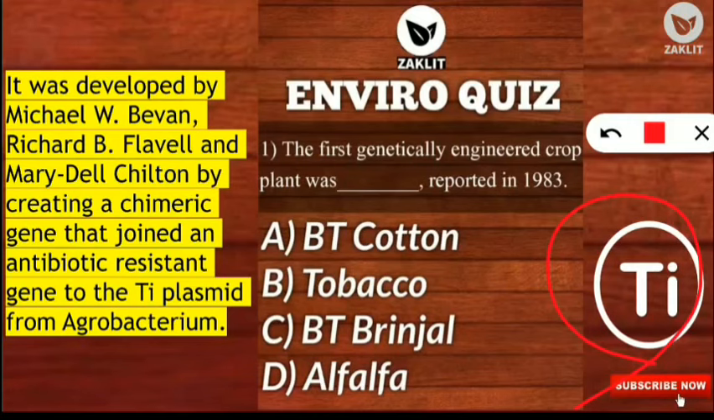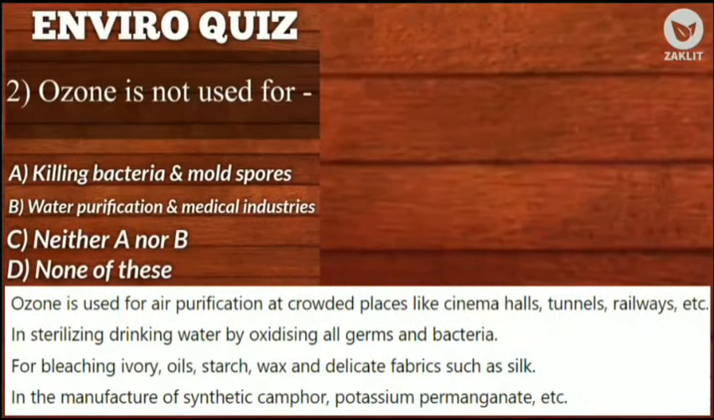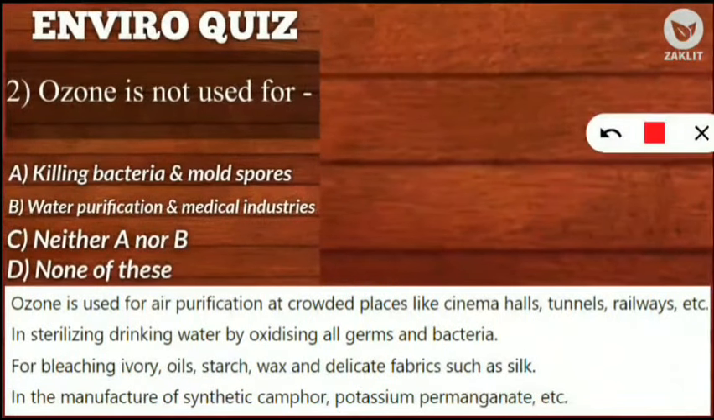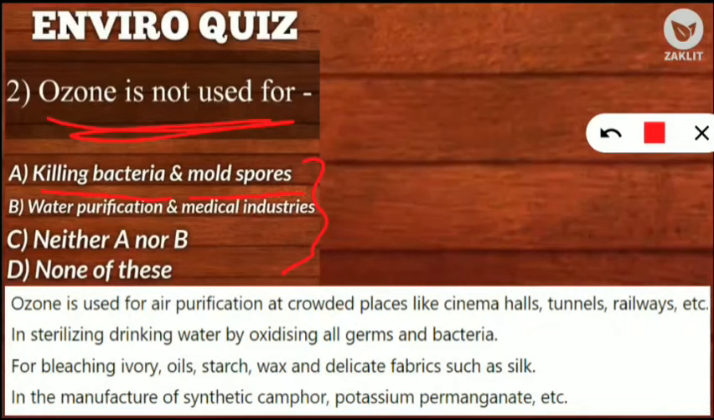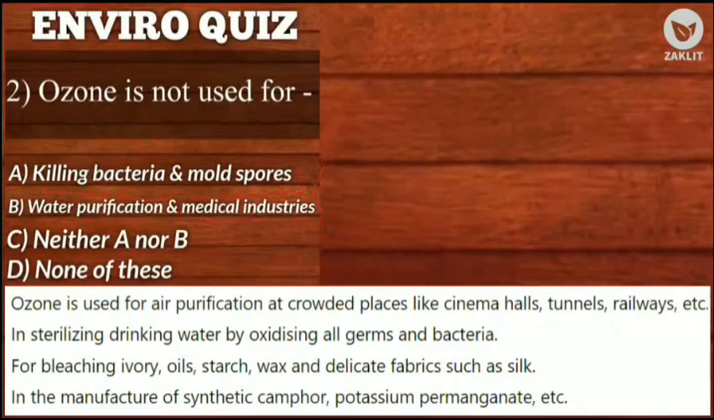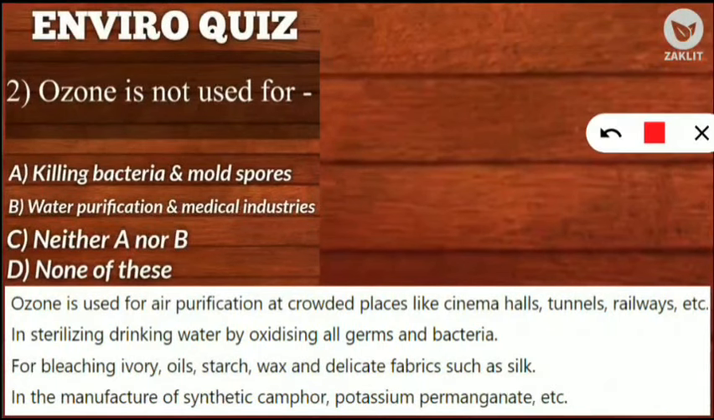Let's move to the second question. The second question is on your screen. The question was: ozone is not used for which of the following? So two statements were given. First was to kill bacteria and mold spores. Second was water purification and medical industries. So here the correct option will be none of these, because both these things are used for the ozone.